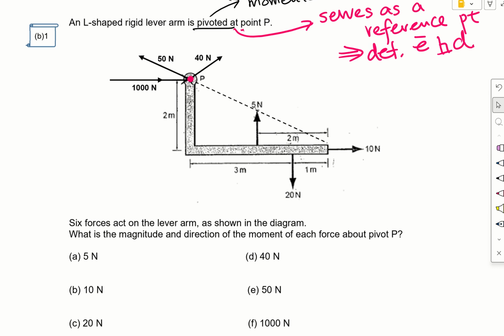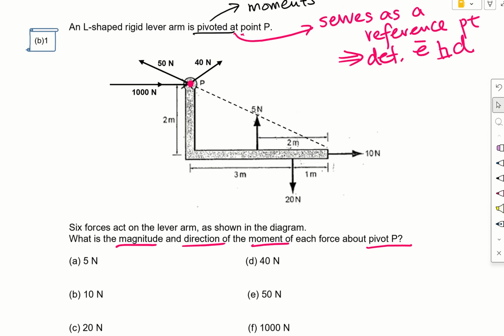So this question is a bit complicated at first. We have 6 forces acting on the lever arm. What is the magnitude and direction of the moment? Because moment is a vector, you must know the magnitude and direction of each force about point pivot P. So the pivot P is now the reference point. All the forces must have their perpendicular distance determined with P as the reference point. So we can start off with the 40 Newton first.